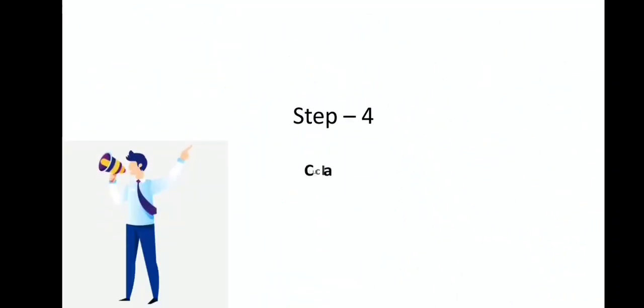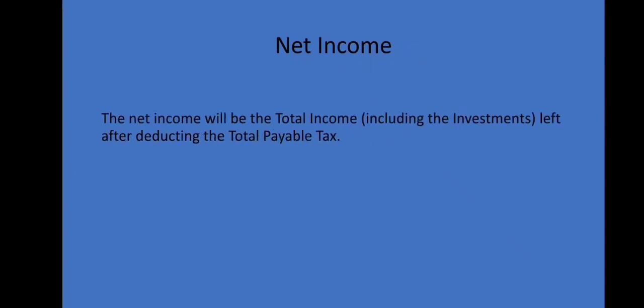Fourth and the final step is calculating the net income. The net income will be equal to the amount that is left after tax and cess deduction from the initial amount, and hence after deduction of total payable tax, we finally reach the net income.